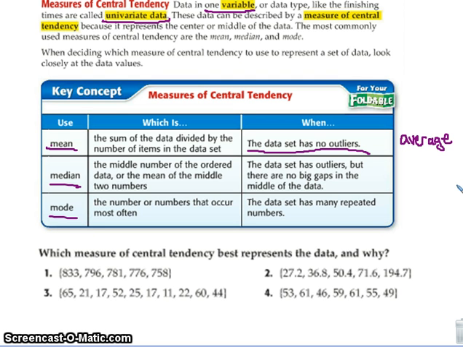Now, for 833, 796, 781, 776, and 758, do you think we would be best served to use the mean, the median, or the mode? You may want to write some of these down so you have an example in your notes. Number one is going to be the mean. We don't have a lot of numbers repeated over and over, and we also don't have any major outliers.